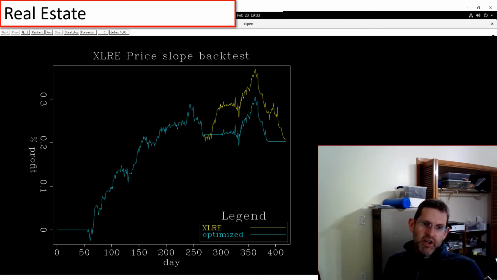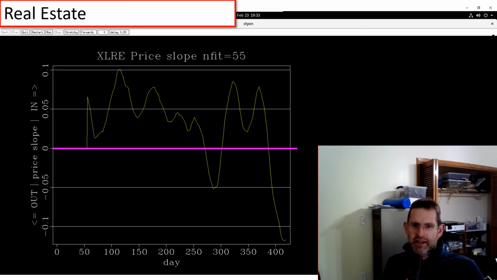Real estate was one with an interesting curve. Just an incredible first 6 months of the year for XLRE, but then it started to waver a bit, and the method kind of kept us out of the market. And we've been out of the market for the last 40 days with XLRE, and it's kind of trending down with no end in sight. So that's good. Here we are, definitely below the pink line, so out of the market with XLRE.